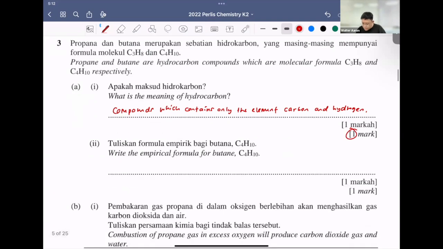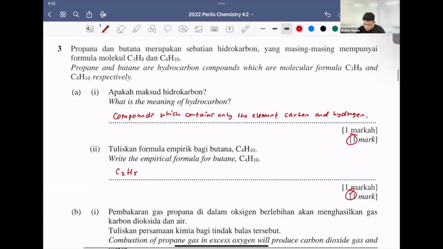All right, the empirical formula of butane. In the simplest whole number ratio among the 2 atoms, C4 divided by 2, and H10 divided by 2 as well. Then you get C2H5. So this is the outcome, C2H5, and you get 1 mark from there.